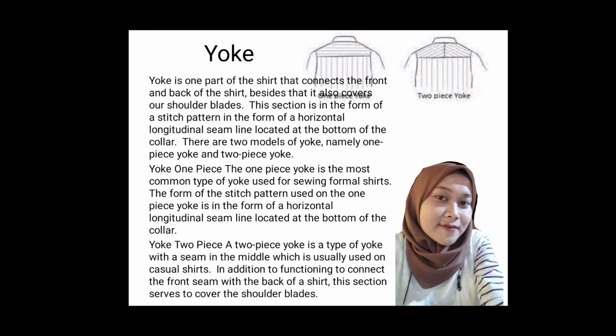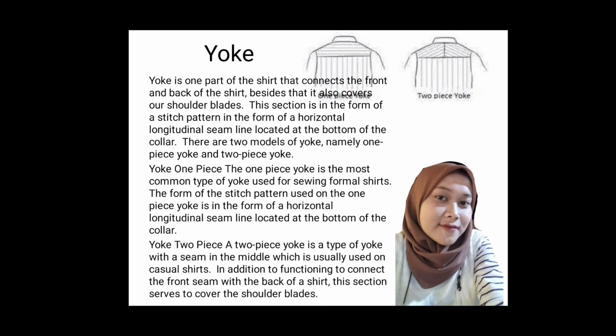There are two models of yoke, namely one-piece yoke and two-piece yoke. Yoke one-piece. The one-piece yoke is the most common type of yoke used for sewing formal shirts. The form of the stitch pattern used on the one-piece yoke is in the form of a horizontal longitudinal seam line located at the bottom of the collar.